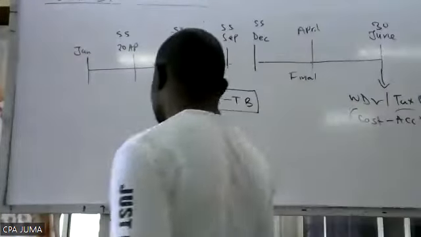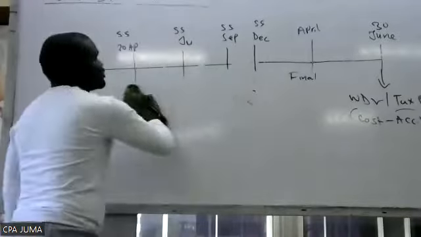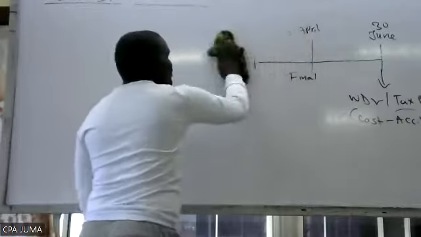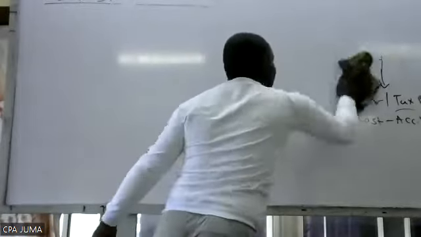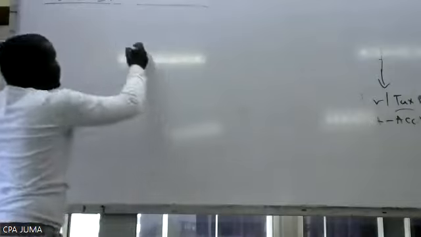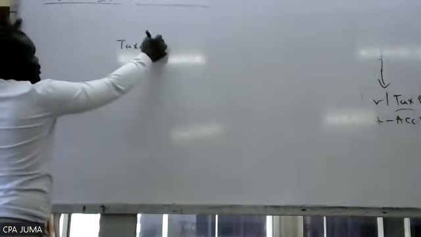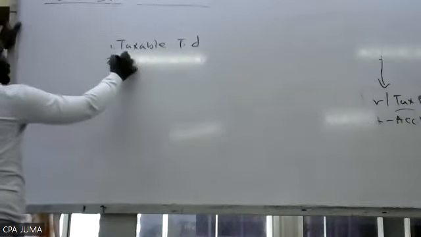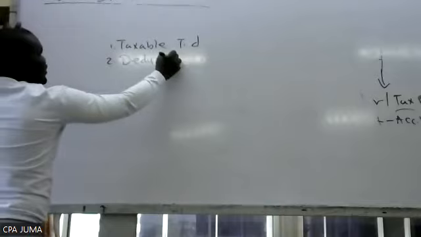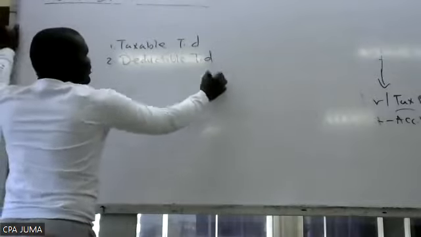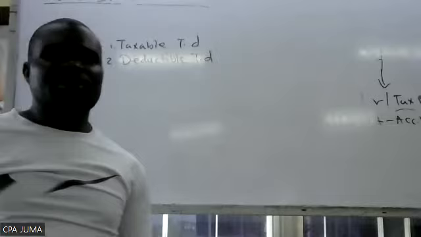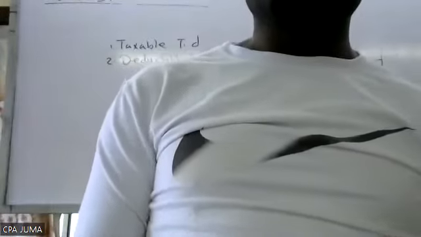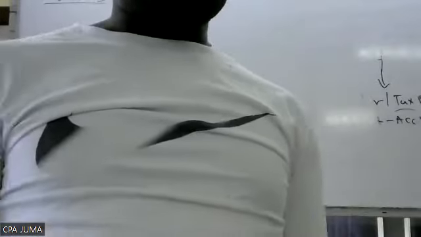Types of temporary differences. They are normally two. We have what is called taxable temporary differences, and we have, how do you read this, deductible temporary differences. We have those two. I've seen them asking you to explain the two types. We'll see them in those questions. So let's start with the taxable.